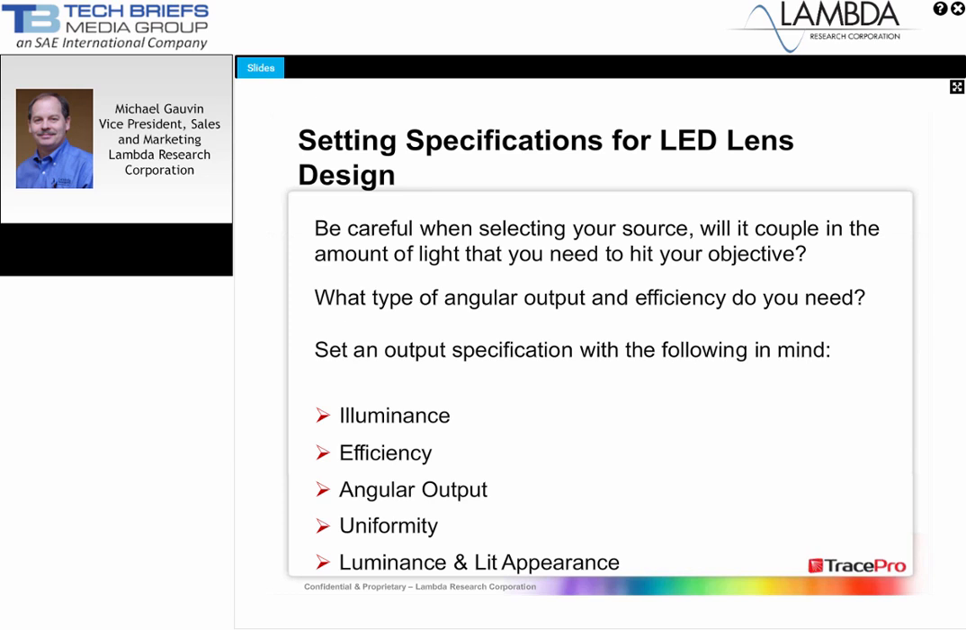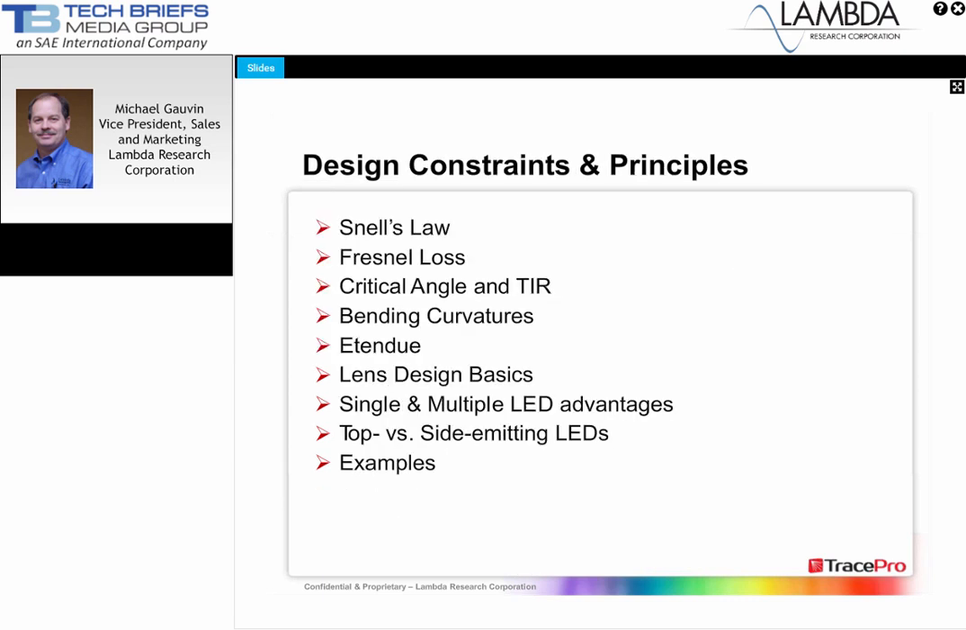And of course, when we talk about targets, they can be anything from power, for instance, on a roadway. We can talk about how the eye sees that particular light. So we're going to look at output specification in terms of illuminance, efficiency, angular output, uniformity, and of course, luminance or lit appearance.